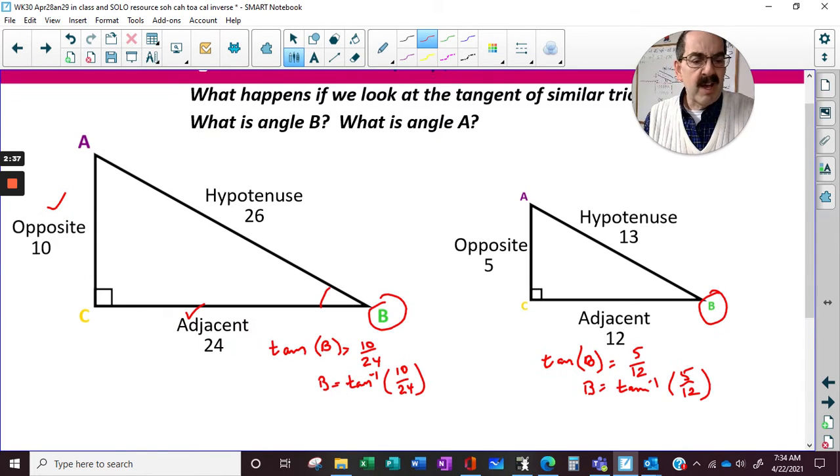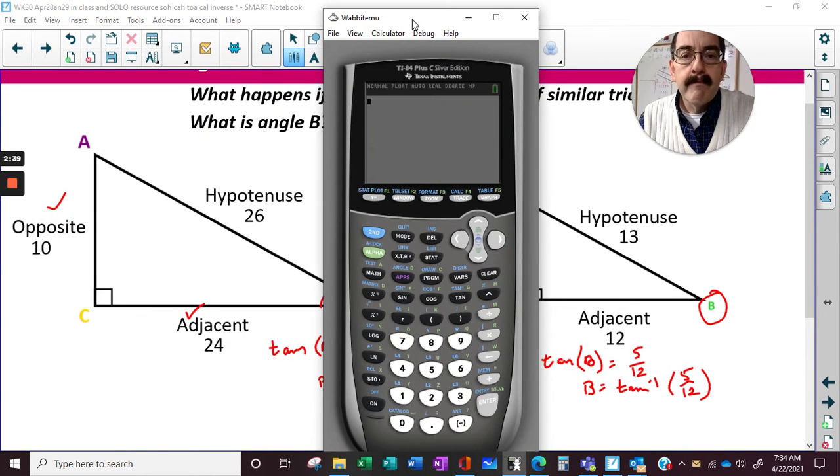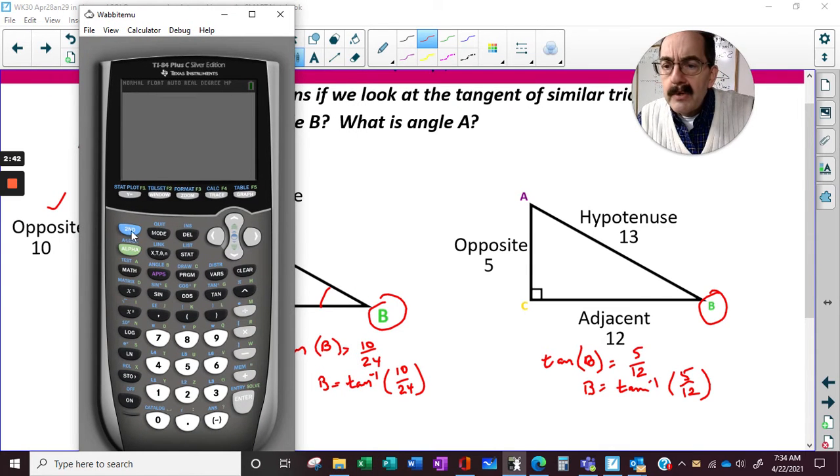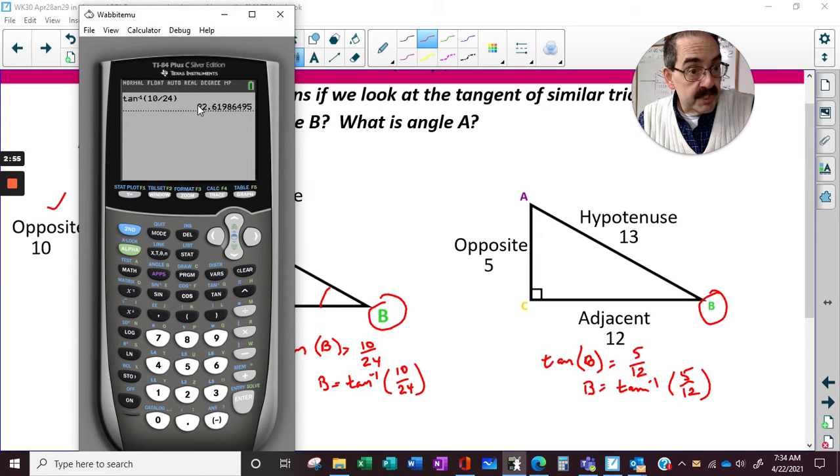Let's just grab a calculator and check it. First thing we do is we have our calculator on. The inverse tangent, see the -1. We put the ratio inside, the opposite over the adjacent. We close it, we enter it. 22.62. What happens if it's similar? What happens if we just cut all the numbers in half? Does the angle measure stay the same?